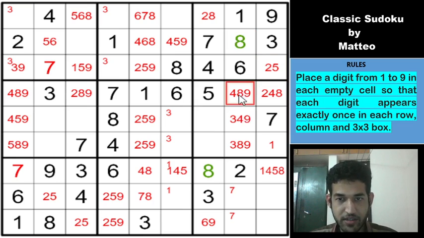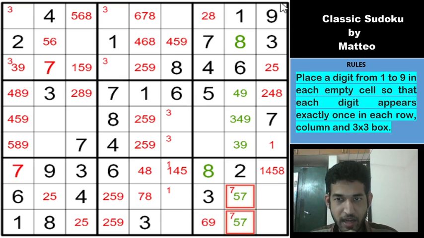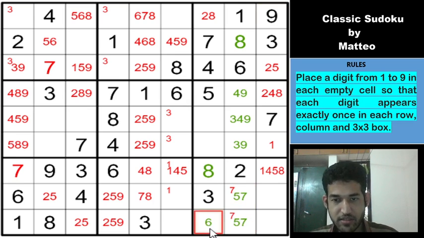8 here, right? Which means that these cells become 3 4 9, right? And this becomes a 5 7 pair, right? And that forces a 9 here. Now we can think a little bit. So 2 5 7 3 8 9. So these 3 cells must be 1 4 6, and you have 3 7 9 here.